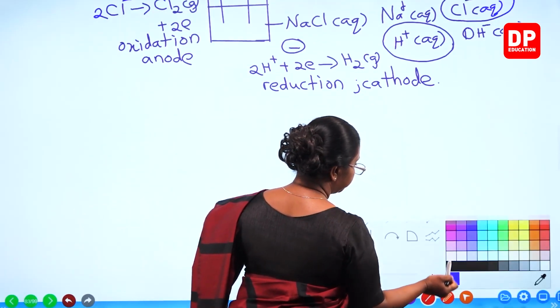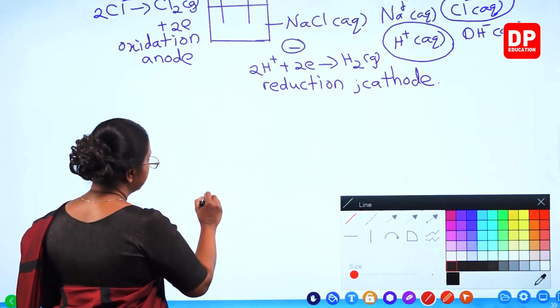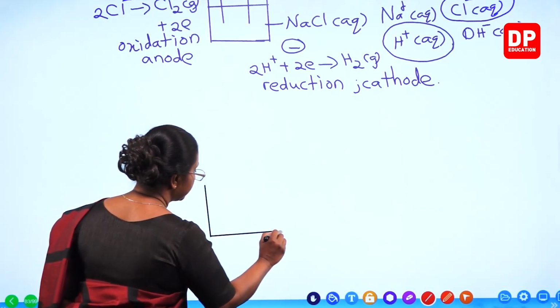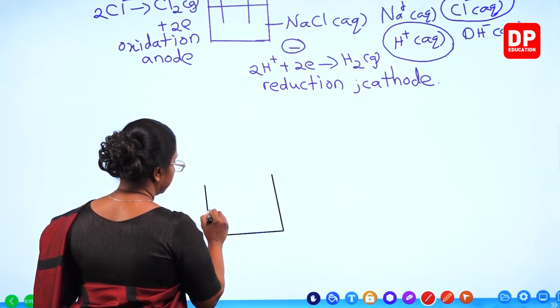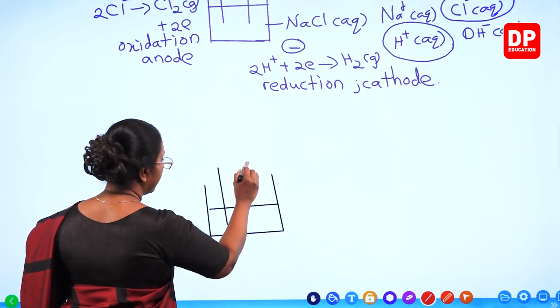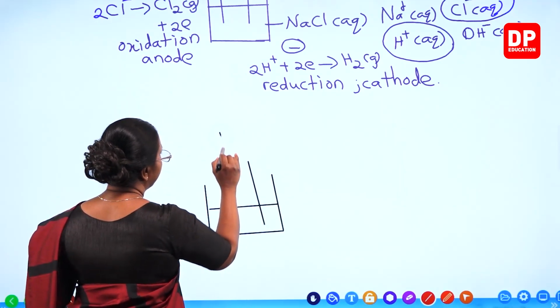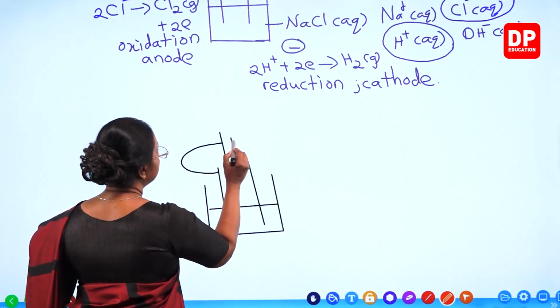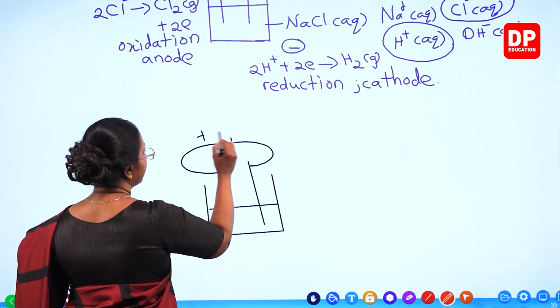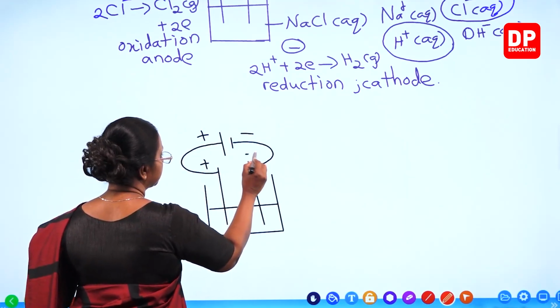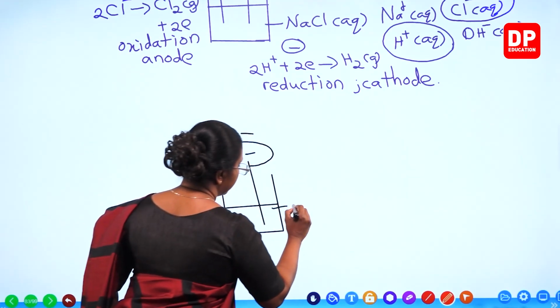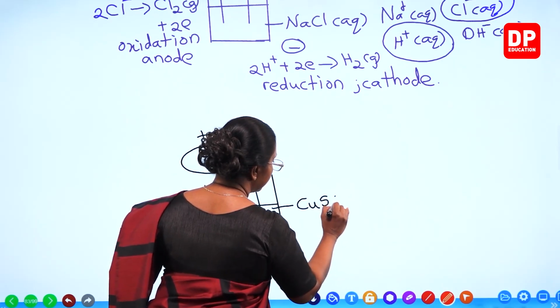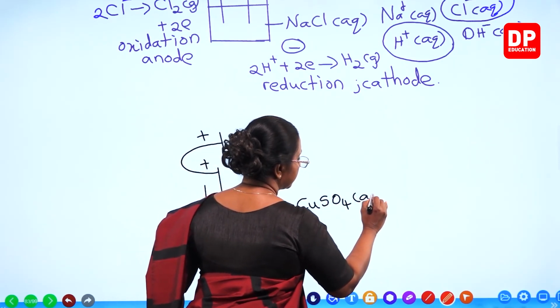Here, if we take electrolysis of copper sulfate, here also we have the carbon electrodes and the dry cells. So here, when they are connected, this is positive, negative, this becomes positive and negative. Now this is copper sulfate aqueous.